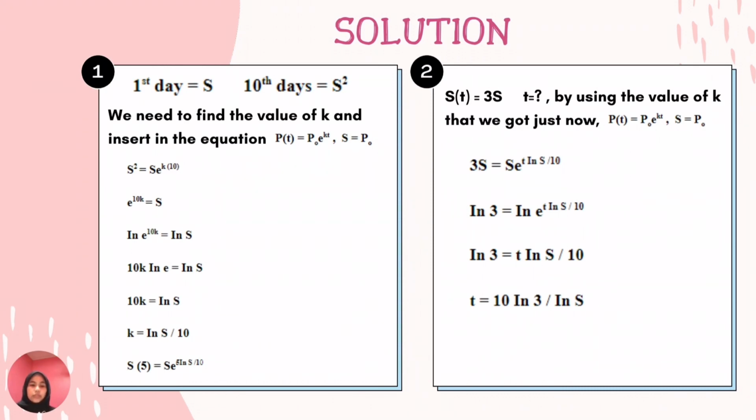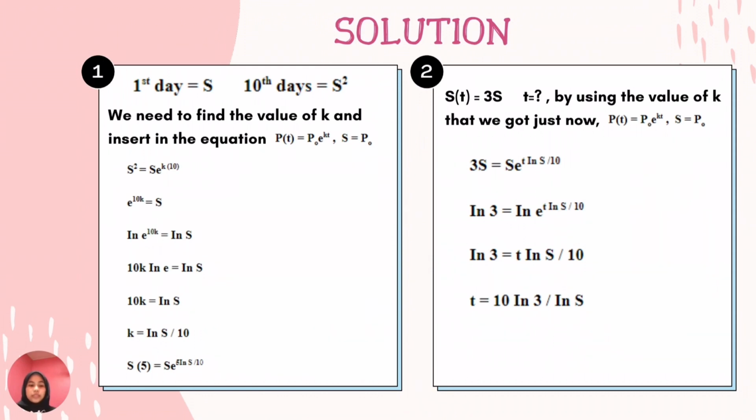So first, we need to find the value of k and insert in the equation P = P0 e^(kt). P0 is the initial population and our P0 is equal to S. By using all the information given, insert in the equation and we will get S^2 = S e^(10k). After we simplify it, we will get e^(10k) = S.